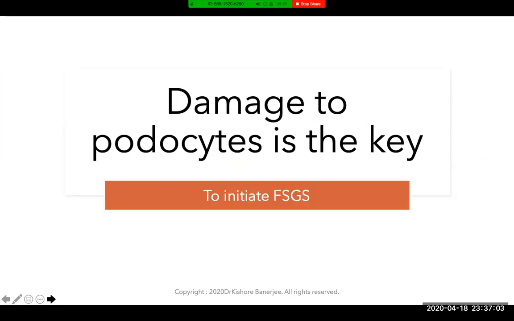Now, obviously, to initiate the pathogenesis of this disease, the key is the injury to the podocyte.